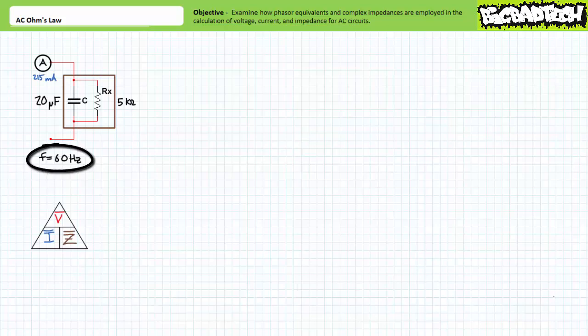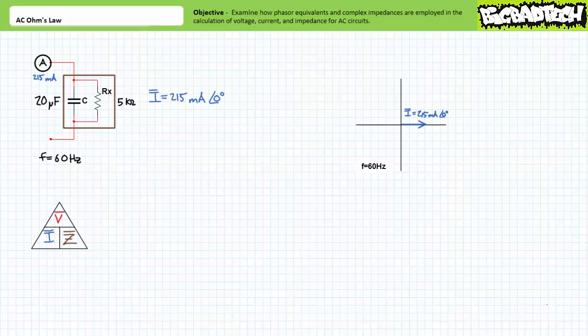Let's assume this current has a frequency of 60 Hz. First, we need to express current as a phasor equivalent. Again, we know the effective value is 215 milliamperes, but we don't know the phase shift. Do we care? No, we don't. Since it's the only piece of pertinent information we've got about this circuit, let's just assume current is the reference. I equals 215 milliamperes at an angle of 0 degrees.